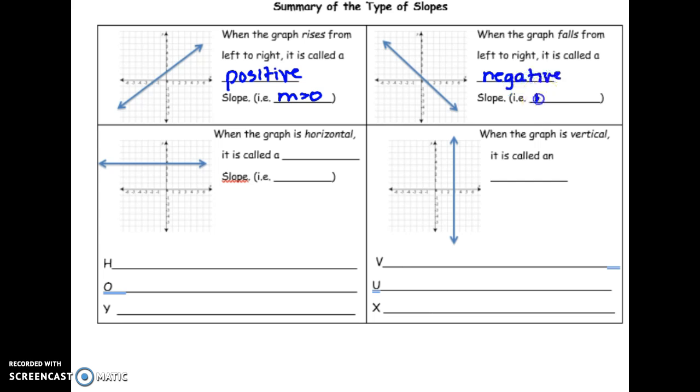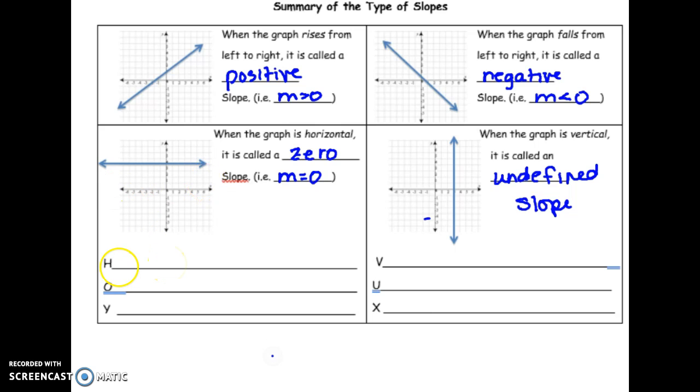And in that case, your slope is going to be less than 0. When a graph is horizontal, it is called a zero slope, or slope is equal to 0. And when the graph is vertical, it's called an undefined slope. Okay, undefined slope. So if you haven't watched the video yet for Slope Dude, I highly recommend it. It helps give you an idea of positive, negative, 0, and undefined slopes. But we use a little acronym to help us remember.